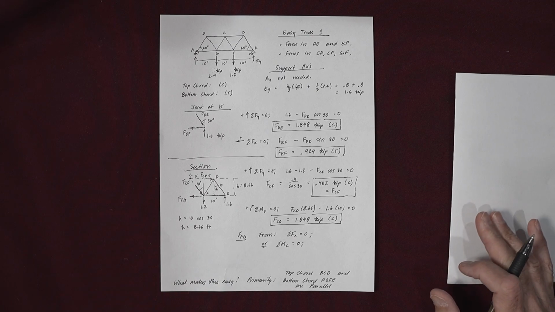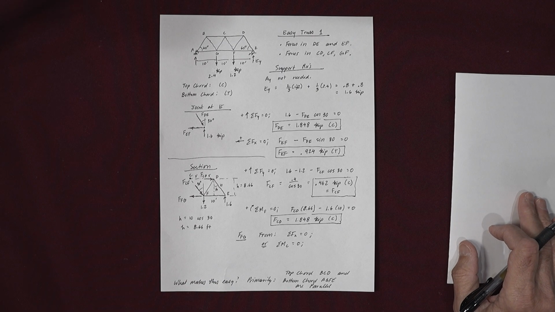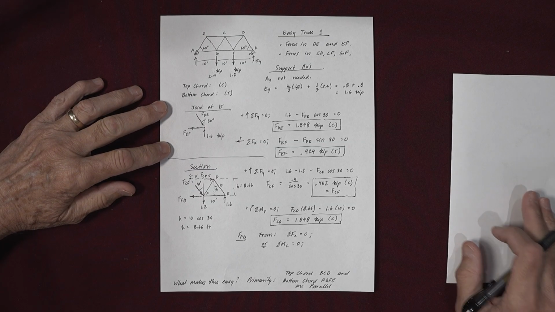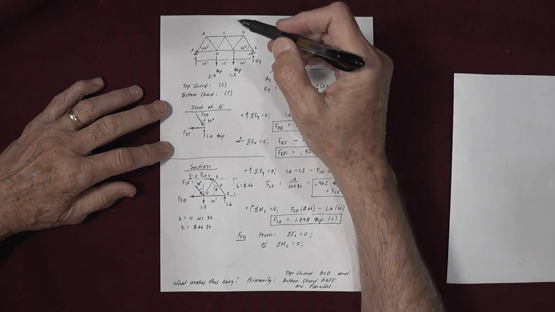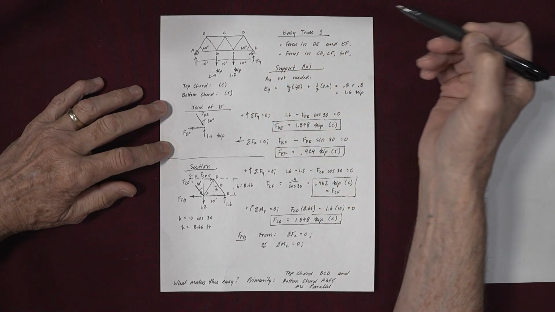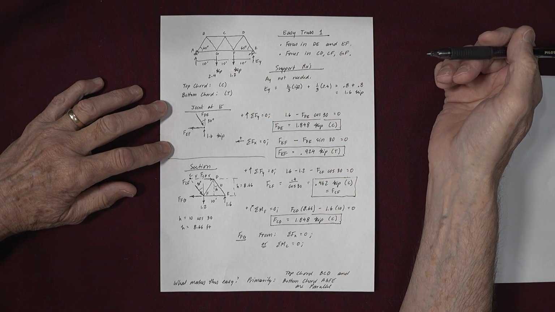In this video, I'm going to work a simple truss example. I called it Easy Truss 1. What makes it easy is that the top chord is parallel to the bottom chord. And you'll see that here in a moment.